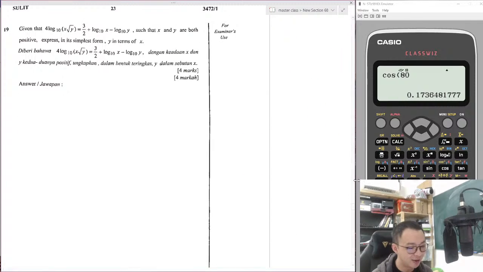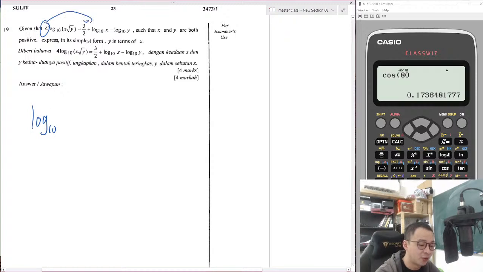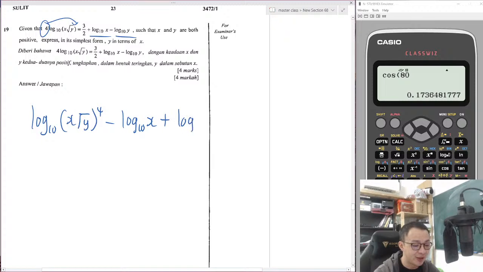Number 19, log questions. So they ask you to express in the simplest form and then y in terms of x. Alright, this one is about simplifying the log. So you see how I simplified. First, I move the 4 to the top, become the power here. So which is x squared y power of 4. And then I group all the log together. So I will move to the other side, become minus log 10x plus log 10y, equals to 3 over 2.